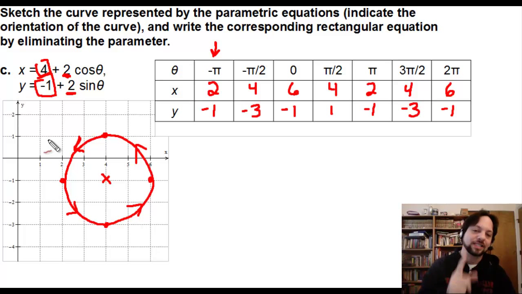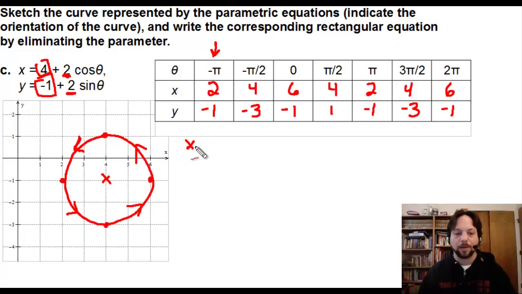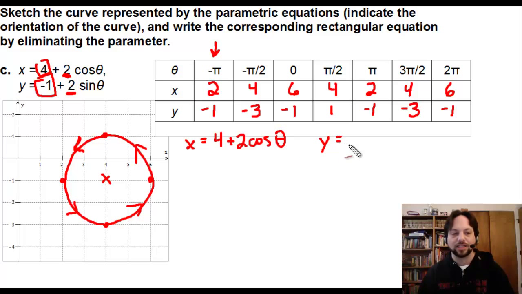equation. But let's say you were not able to, or furthermore, let's say this was an ellipse or something along those lines. If that was the case, let me go ahead and write out our x and y equations and see how in the world we can solve for theta in these equations, because that's what we're going to have to do. If we're going to eliminate the parameter, that means we need to solve for theta.